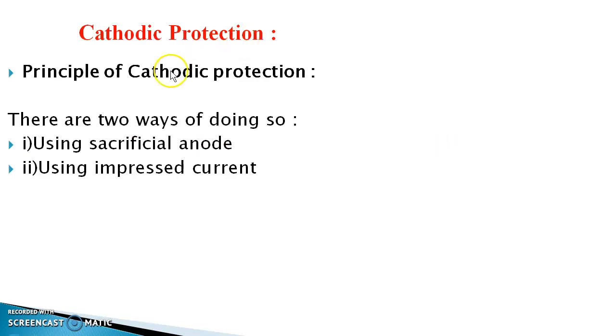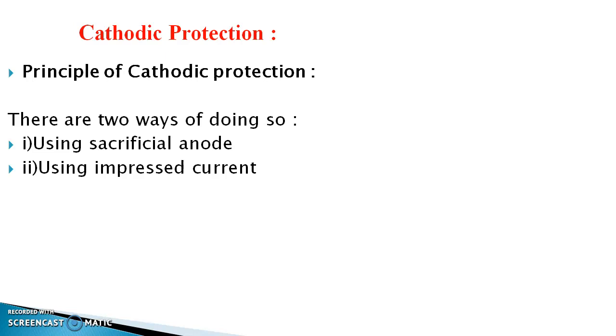The principle of cathodic protection is that the metal to be protected is forced to behave as a cathode. On that principle, cathodic protection works. What is the principle of cathodic protection? The principle of this method is that the metal to be protected is forced to behave as a cathode. And there are two different ways of doing cathodic protection.